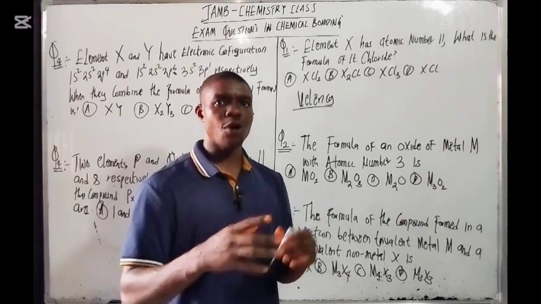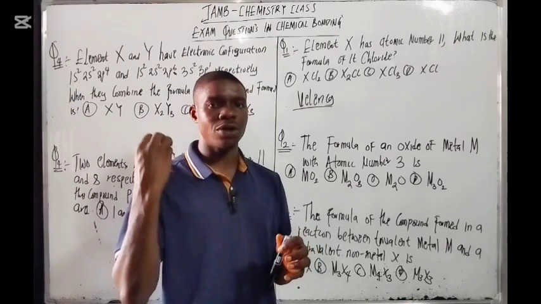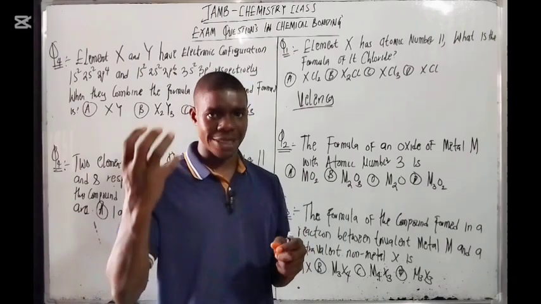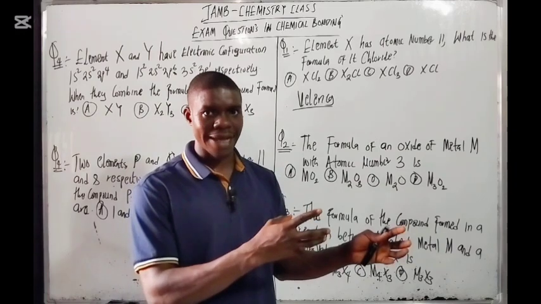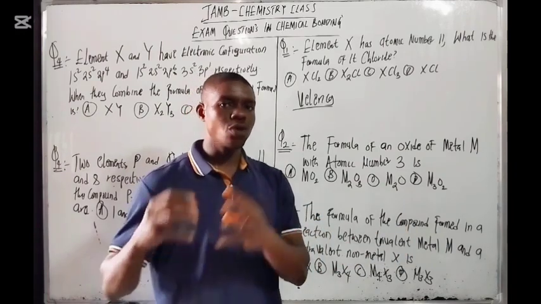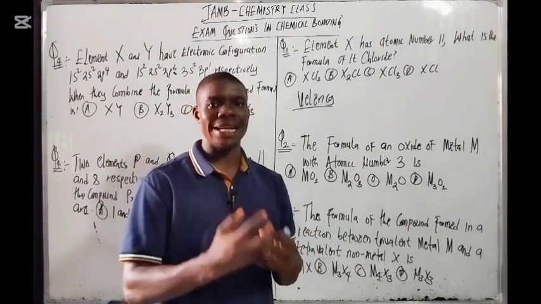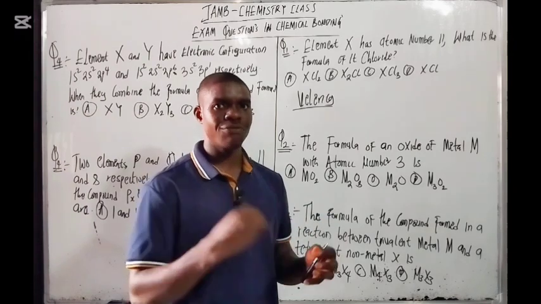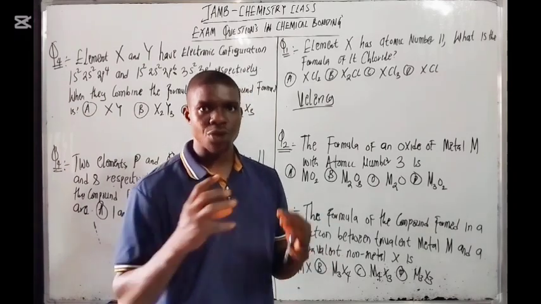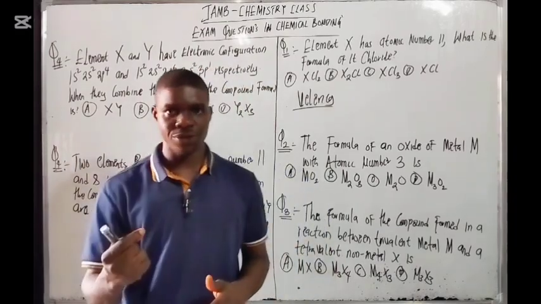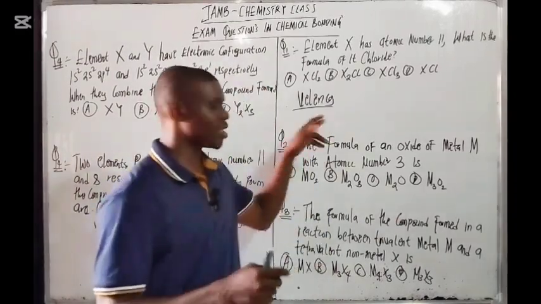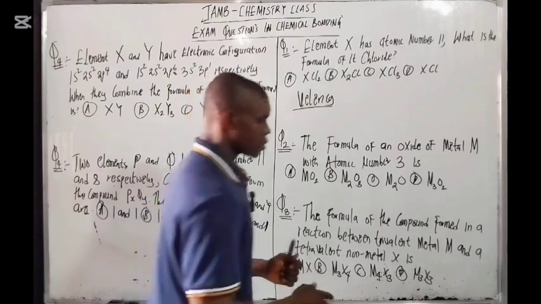Do you understand? Metals will always lose their valence electrons to form a positive charge, while non-metals gain electrons to form the octet. This is a fundamental concept I'm going to use in this video. It's called valency, the combining power.